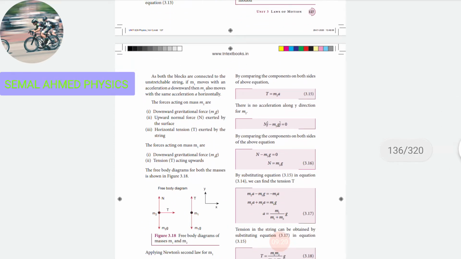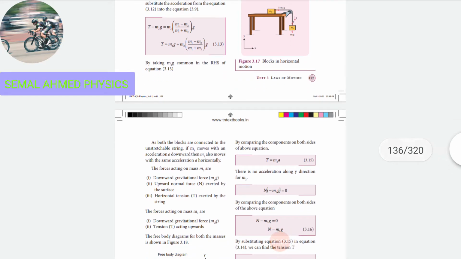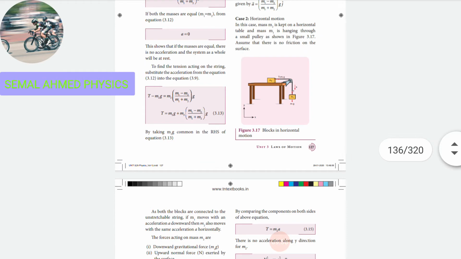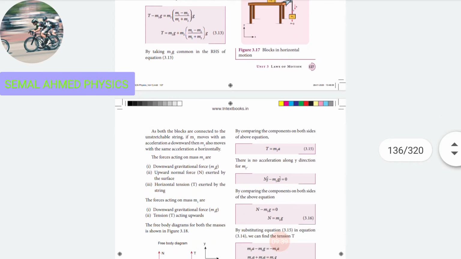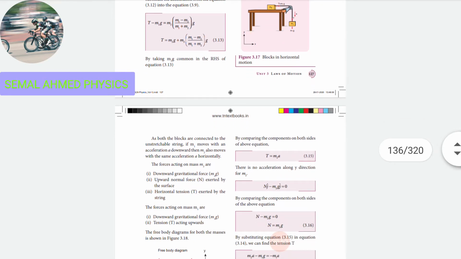Now let us see the forces. There is the downward gravitational force m2 g on mass m2. In total, three forces are acting on the body. The second is the upward normal force N exerted by the surface, according to Newton's third law of motion. And the third is the horizontal tension T exerted by the string, which acts on the body in the horizontal direction.